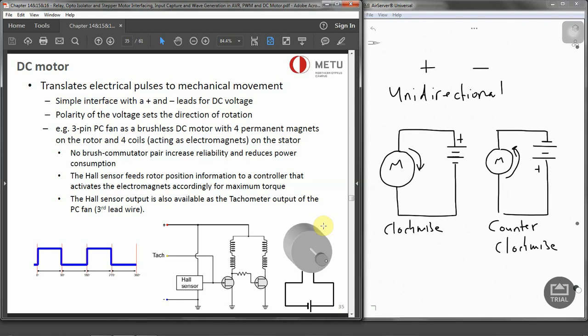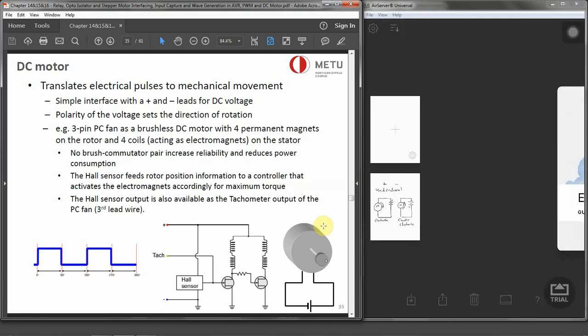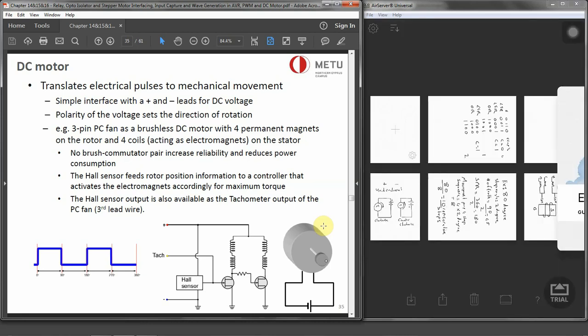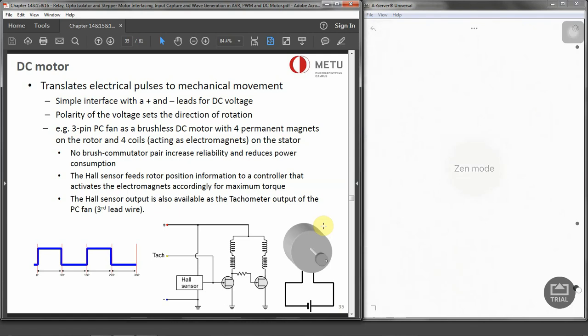Now this is how a DC motor is operating. If we are considering bidirectional rotations, we can achieve them by using relays or specially designed chips, and we can change the direction of the DC motor using those. So for example, we can consider the H-bridge.